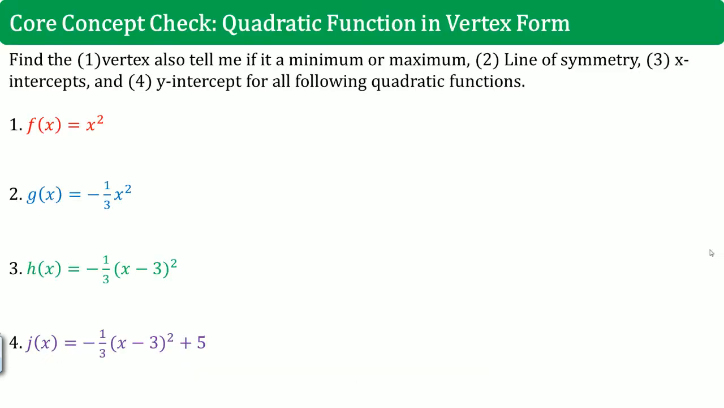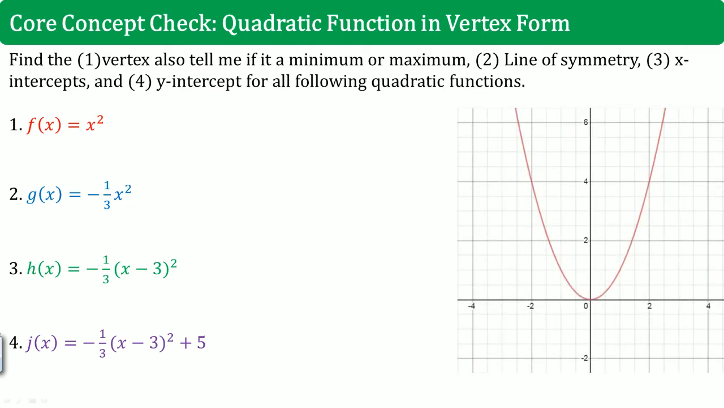So to check this, we are going to do the core concept check, where you graph these 4 functions. Let's do that. You're asked to find the vertex and whether it's a minimum or maximum. 2 is to find the line of symmetry. Afterwards, you're going to find the x-intercept, then the y-intercept for all the following functions. Give that a try. For all of these, you have to put them into Desmos.